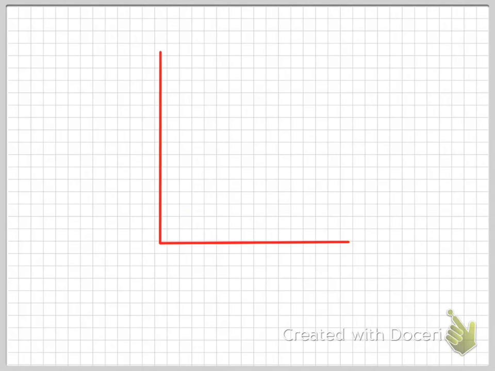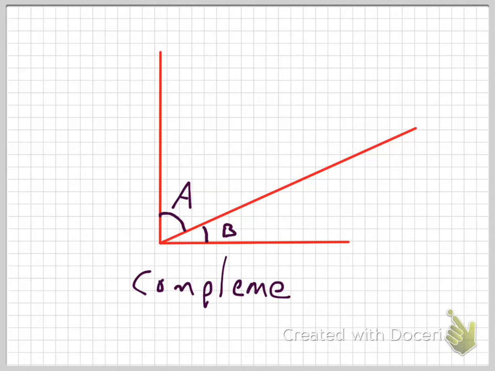If I have two angles that add up to a 90 degree angle, a right angle, let's say I call this angle A and this angle B. Do you see where adding A plus B will make a 90 degree angle? Do you see that? Those two angles, A and B, are called complementary. Angles that add up to 90 degrees are called complementary.